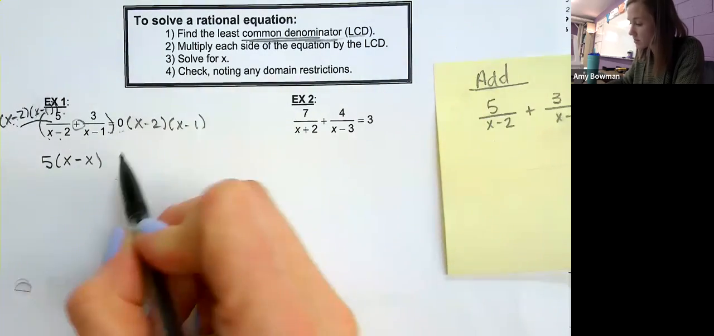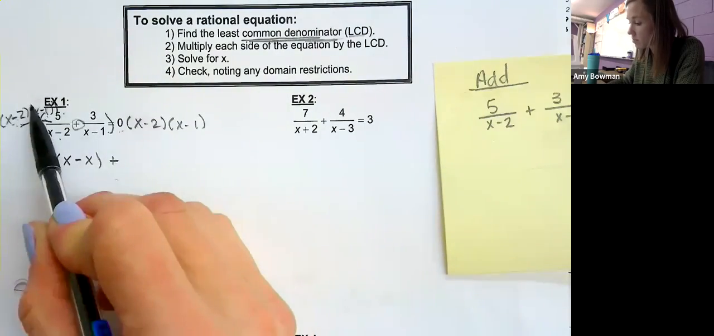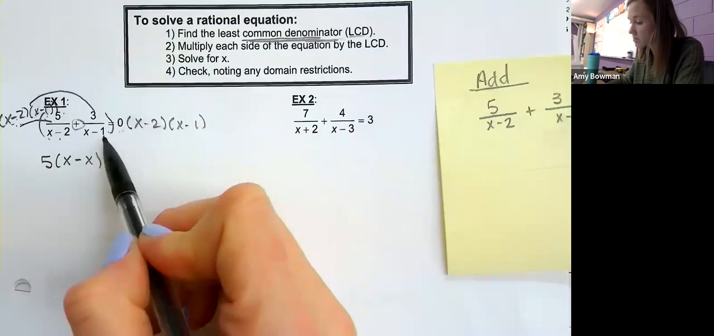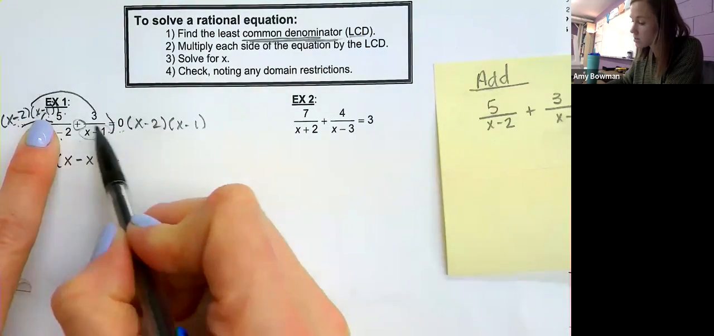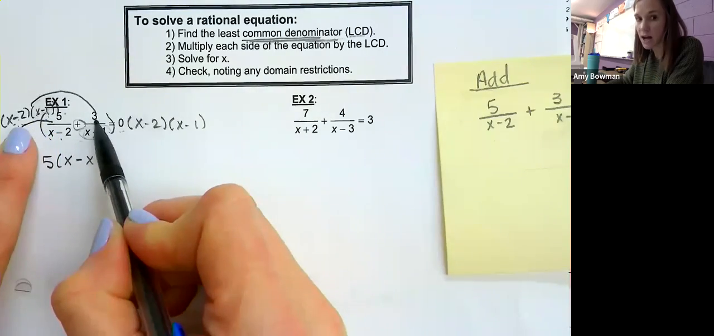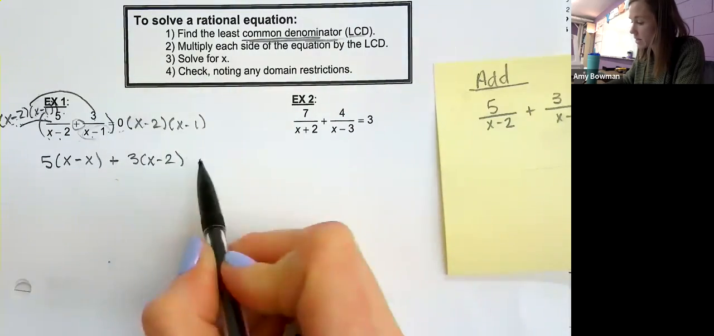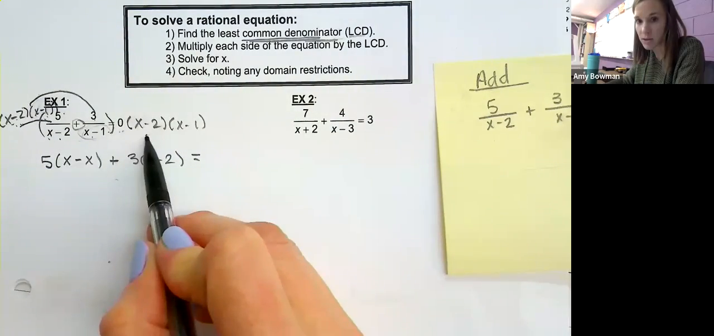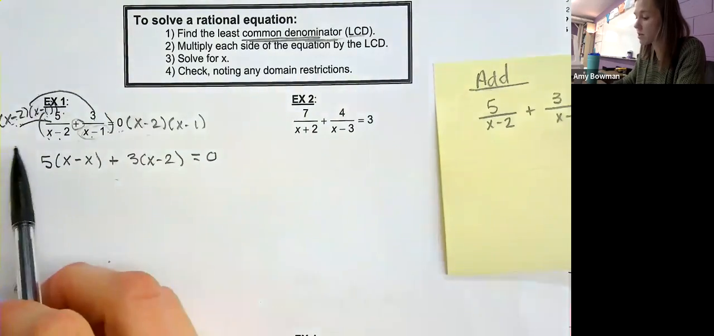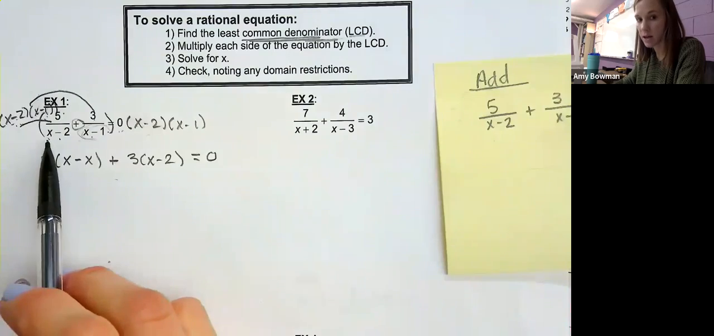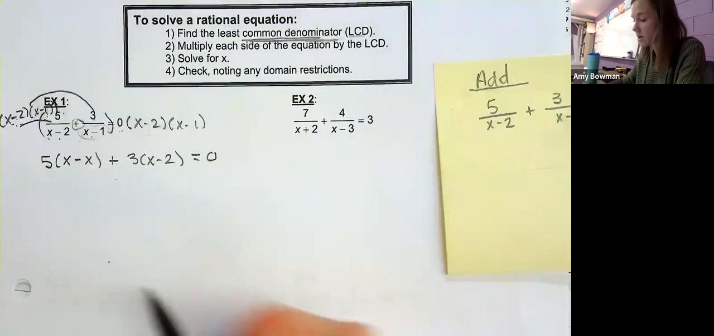Then this plus sign comes next. Then I'm going to multiply this product, my common denominator, by my second fraction, 3 over x minus 1. So the x minus 1 here is going to cancel with this x minus 1, and it's going to leave me with 3 times x minus 2. And then on the right-hand side, when I multiply 0 by x minus 2 times x minus 1, I just get 0. So in that single step, multiplying both sides by the common denominator, it eliminates the fractions, and now you've just got algebra the rest of the way.